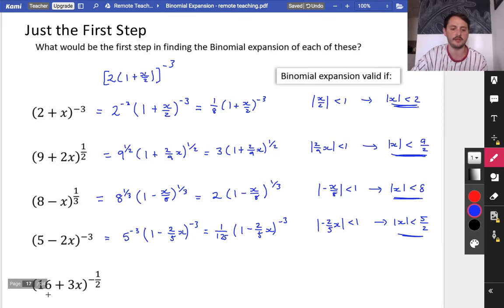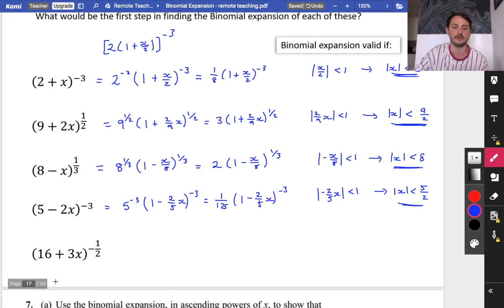And this one, I don't know if you can see that, but it's got a 16 here. Why don't I just scroll that a bit? So we're going to pull out 16, but make sure you pull it out to the power of minus a half. And then you get 1 plus 3 over 16x to the power of minus a half. Now you can put this in your calculator if you wanted to, but it's going to be the square root and the reciprocal. So the square root is 4, so the reciprocal is a quarter.